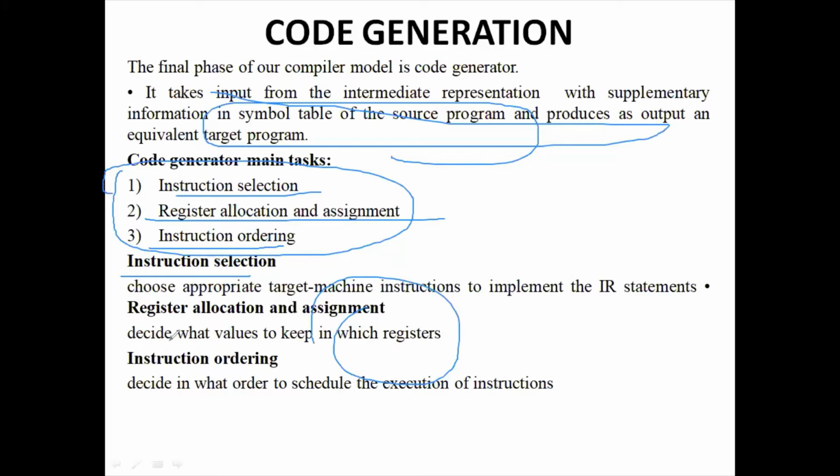What about the second task? The second task is register allocation and assignment. In that, you have to decide which value to keep in which register, and specify what value you assign to the given registers. Then ordering. Based on the order of execution, you have to schedule the instructions. So these are the three main tasks of code generation: instruction selection, register allocation and assignment, and instruction ordering. This is one part of the two-mark questions.